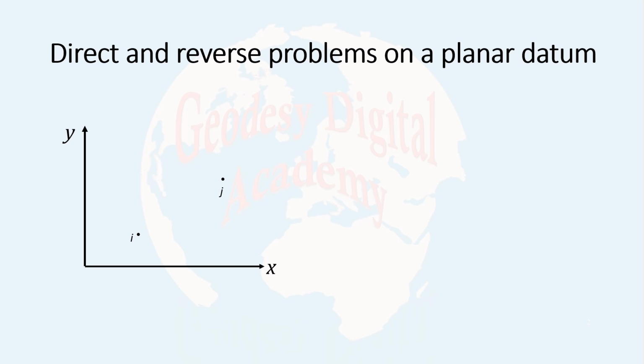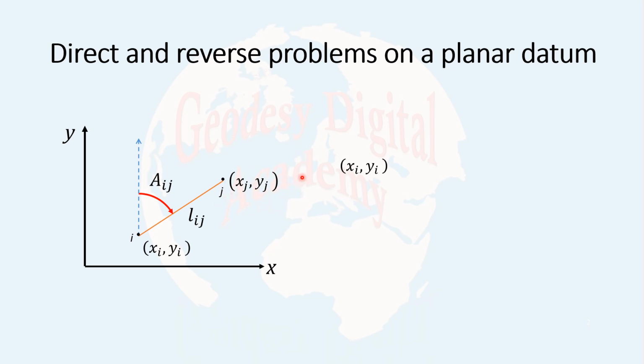Hello and welcome back. Now I explain direct and reverse problems on a planar datum. Consider the coordinate system x and y, and I have the coordinates of the first point. Point i is a known point, and I know that the direction of the north is parallel to the y-axis of the system. I measure the distance between the points and the azimuth between them, and the goal is to determine the coordinates of the second point, the unknown point j.